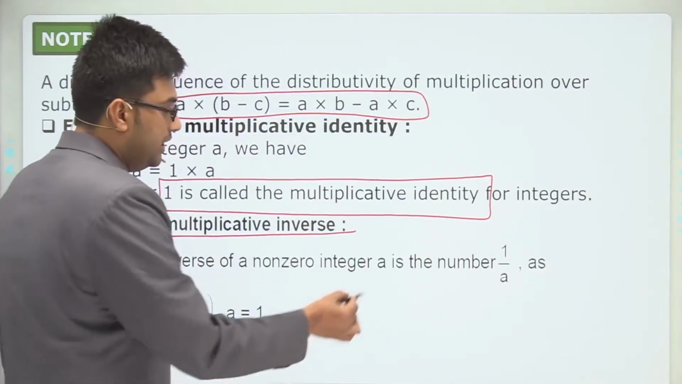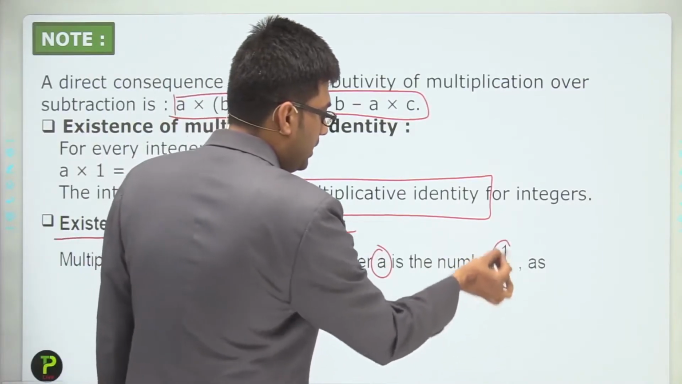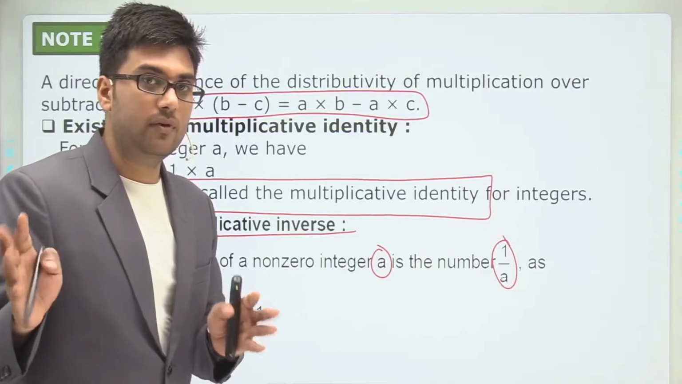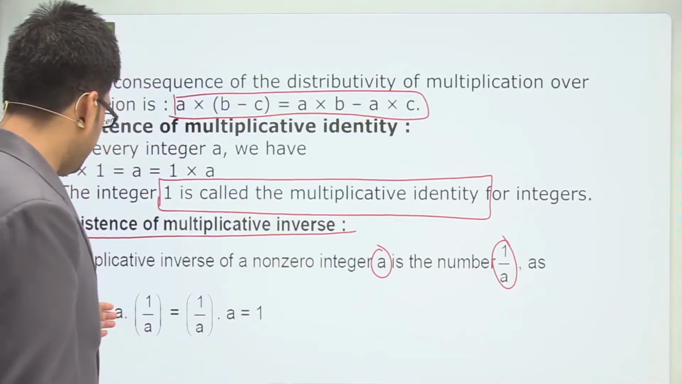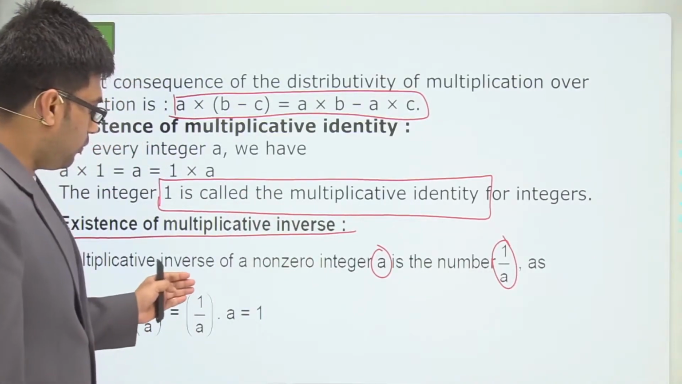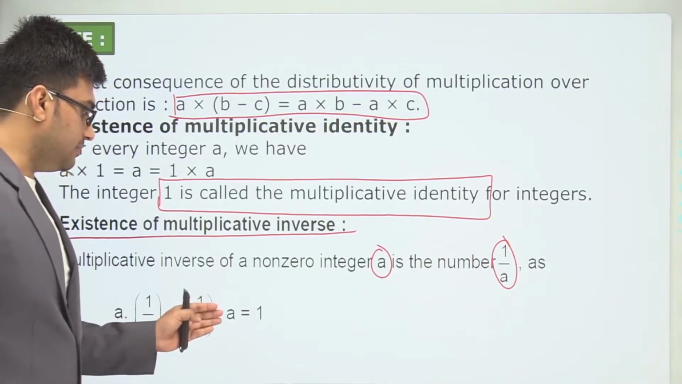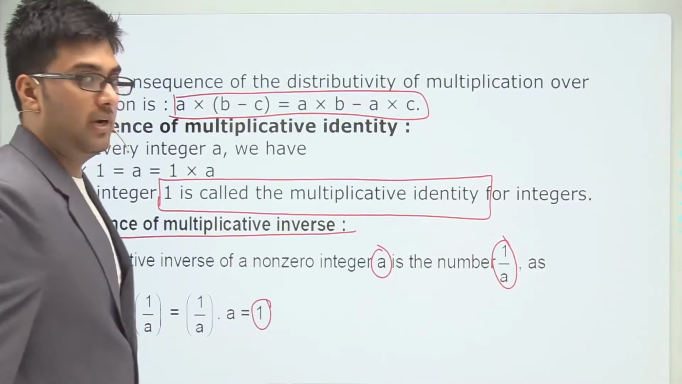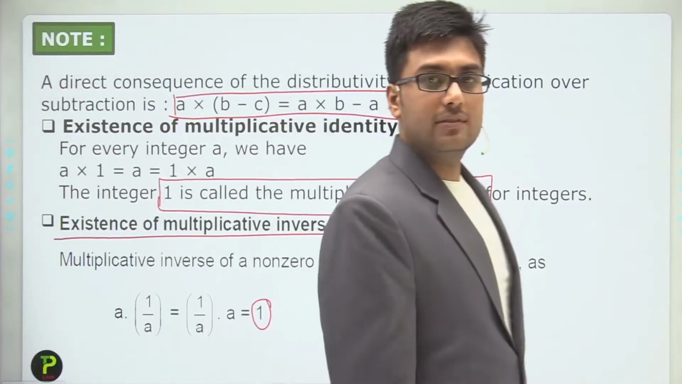So for an integer a, 1 upon a is what? 1 upon a is the multiplicative inverse. As a multiplied by 1 upon a, or 1 upon a multiplied by a, is what? It is 1. That's why it is the multiplicative inverse. Clear?